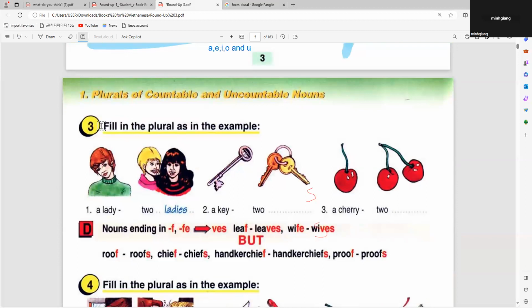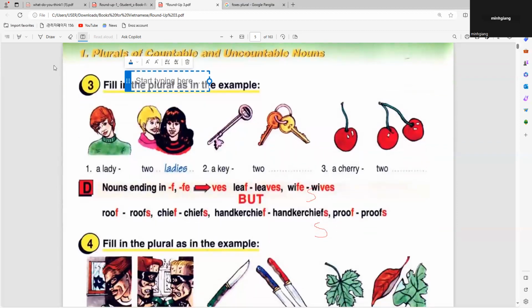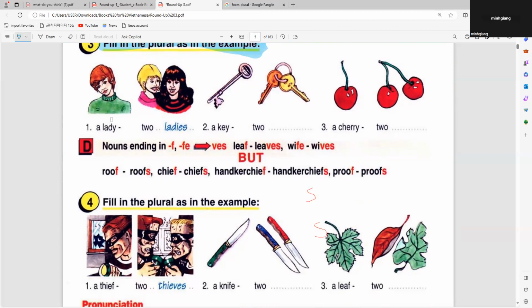Okay, so let's solve this one. Our next activity. Please read our number three, third activity. Fill in the plural as in the example. This one is the example. Okay, so let's have number one. It's a lady. A lady is a girl. That's right.